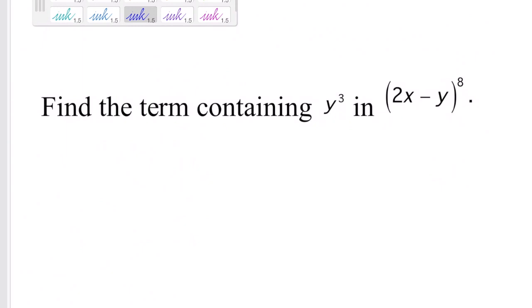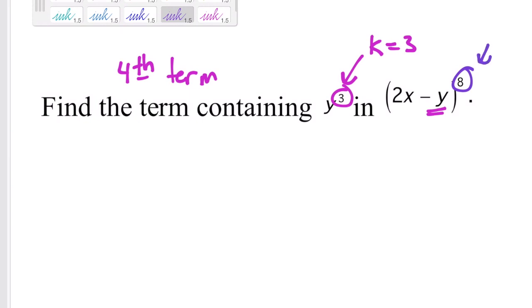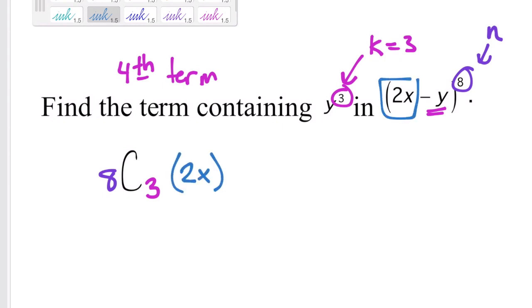Next, we're finding the term containing y to the 3rd power. Because y is my b term, I know that this is going to be my k, so my k is equal to 3, meaning I'm looking at my 4th term. My n is 8. So if I'm doing the combo thing, I'll have 8 combo and then my 3. And then my first term is 2x, and that's always going to be to my n minus k. So in this case, I have 8 minus 3. And then my b term, the y, is going to have the same exponent that it asked for here, so my 3.